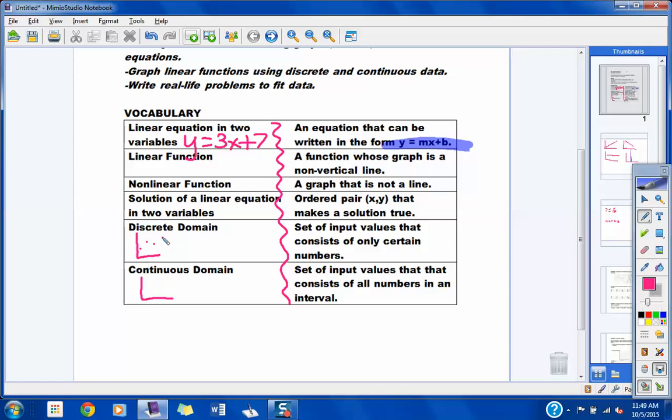Now, a continuous graph would look somewhat like this. It has a start and an end, and it's completely filled in between the start and the end. So if you can understand that visually, discrete means these are a set of input values that consists of only certain numbers, like plotted points out there. However, in a continuous domain, we're talking about the points from the start to the end and all the points in between. All right, I'm going to pause this here, and we'll get to lunch.